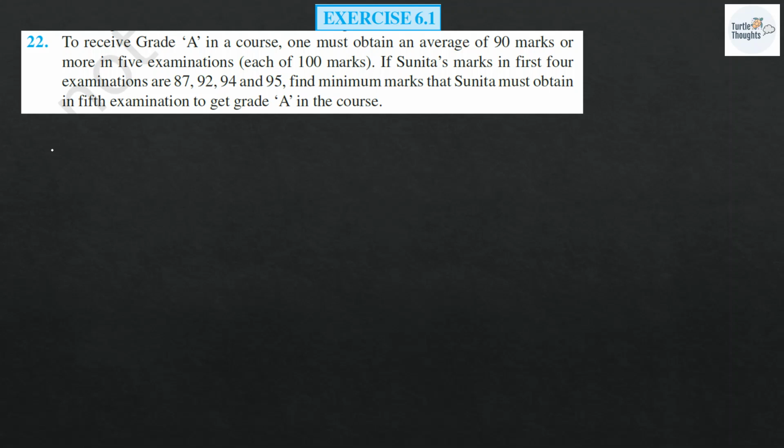Again, you can start by writing, let Sunita obtain X marks in the fifth exam. Or any variable can be taken.